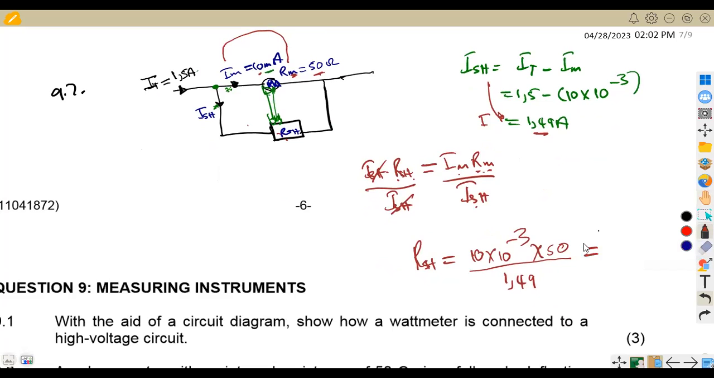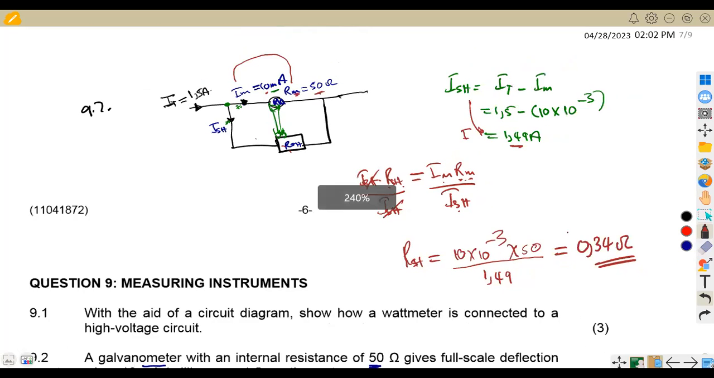So making sure of our values on our calculator, this is going to give us 0.3355. So this is going to be 0.34 to 2 decimal places as per the instruction of the question paper. Remember, we are told that our answers are supposed to be to 2 decimal places. So it is going to be 0.34 ohms.